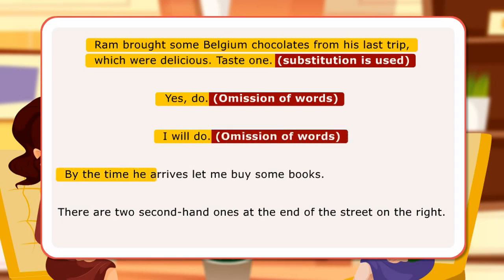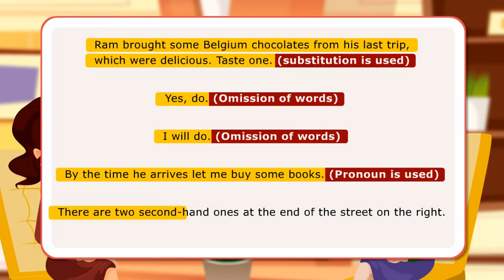By the time he arrives, let me buy some books. Pronoun is used. There are 2 second-hand ones at the end of the street on the right. Substitution is used.